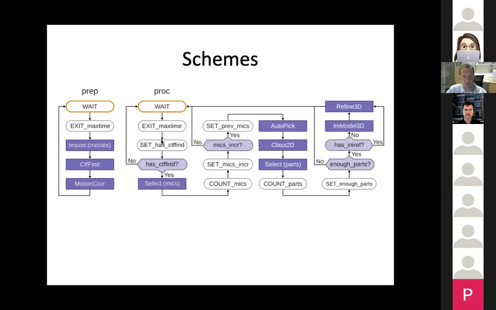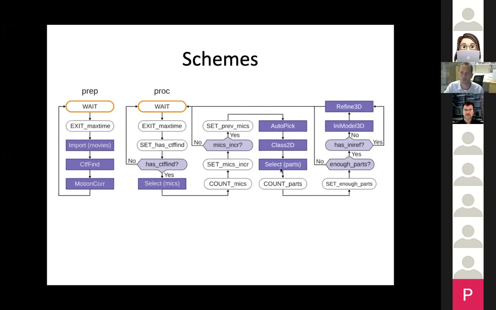It will see if you've already done some CTF find from the prep scheme. If you haven't, then it will just go back and wait until that's there. If you have, then it will select micrographs. It will do this just based on the minimum resolution from the estimated CTF find. It will count how many there are. And if there are more than you had the previous round, then you'll go and do auto picking on the new micrographs. Then all the particles you have until then will be going into 2D classification with the VDAM algorithm.